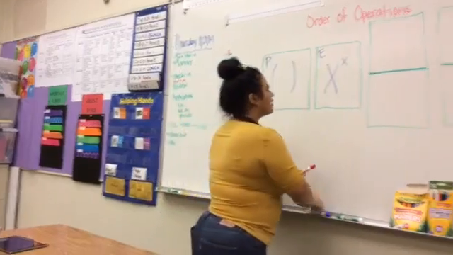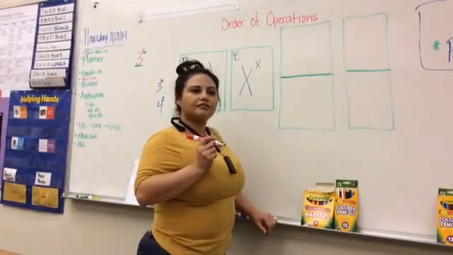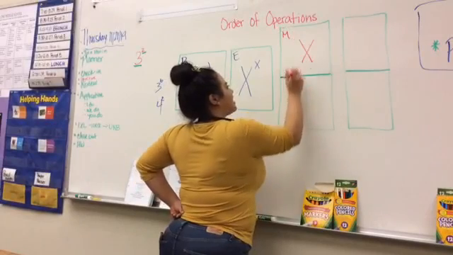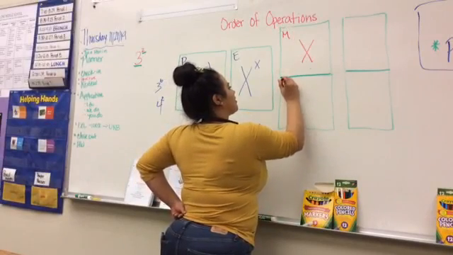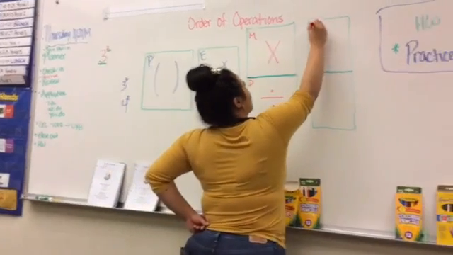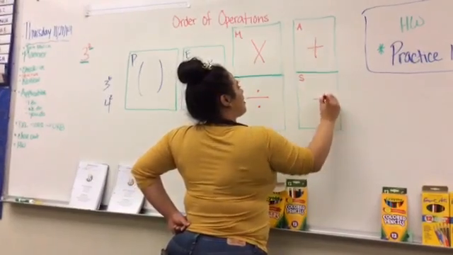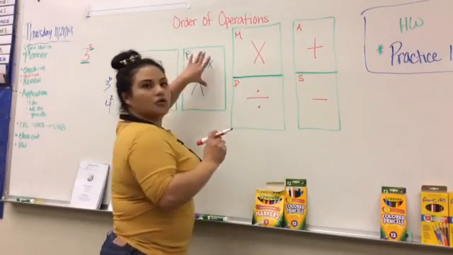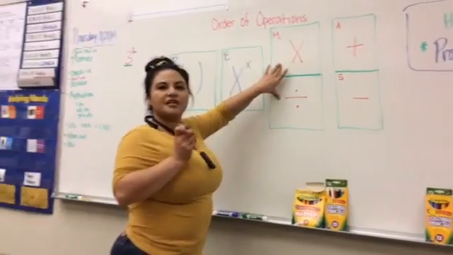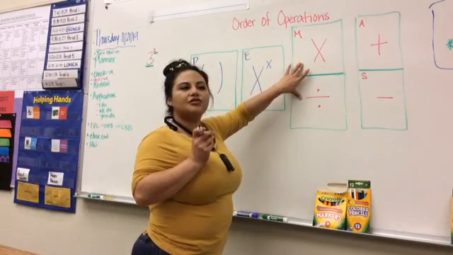Now, what do we look for after we look for an exponent? Multiplication and division. And then addition. And then what? Addition and subtraction. So these are all alone, parentheses and exponent, right? Multiplication and division, are they on the same level? Yes. How do we know which one to do first?